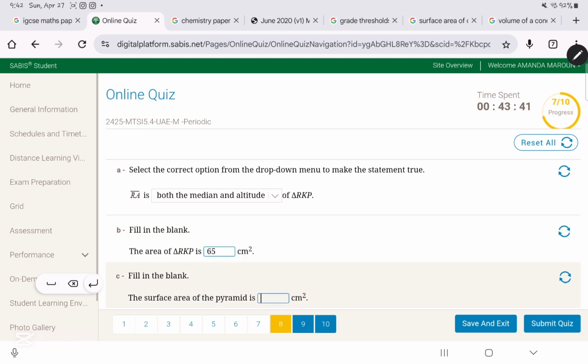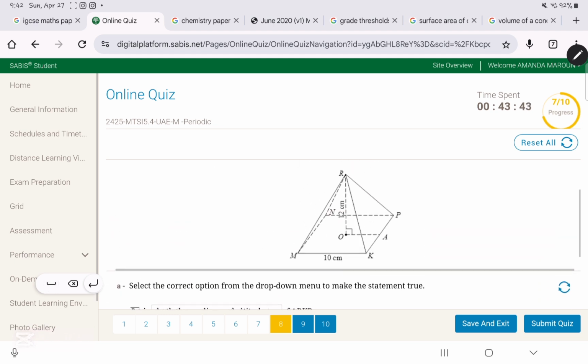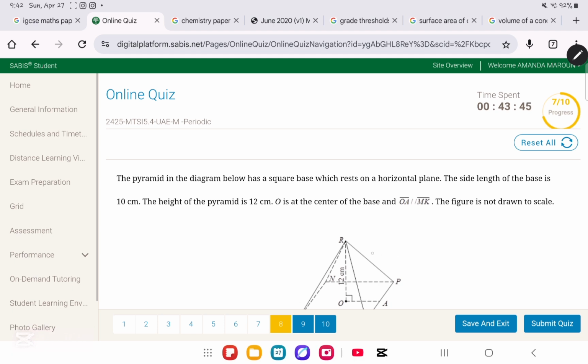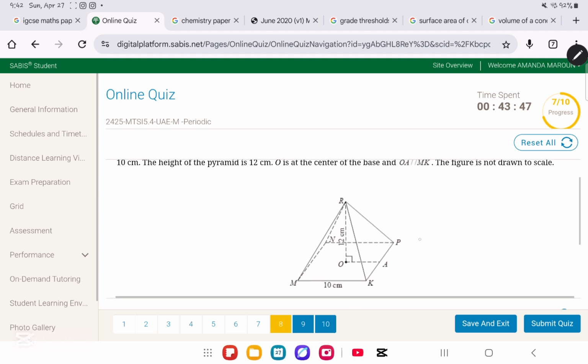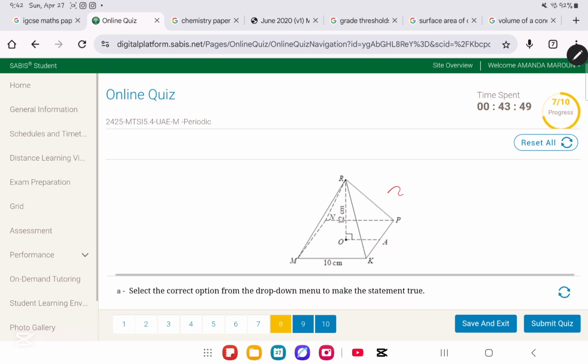Now the surface area of the pyramid, this is something very interesting. We know that it is what? It is a pyramid that has a square base. So in order to do that, we found the area of one triangle, area of triangle 1. How many triangles do we have left? We have 1, 2, 3 more triangles.